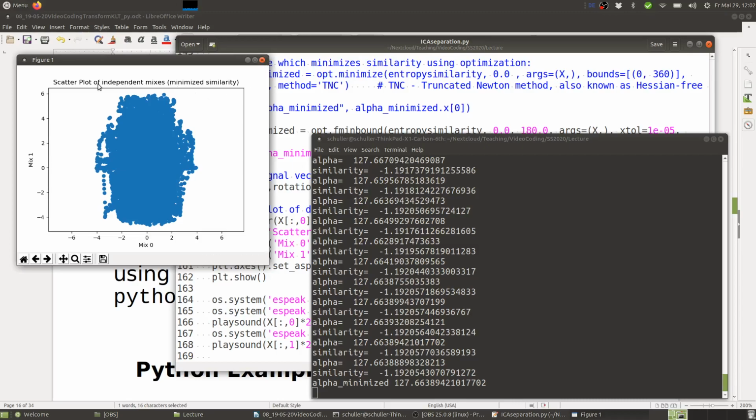But the result actually looks quite good. So it's actually not too bad. Here you can see after applying this angle of 127 degrees, it's indeed aligned with the axis. So actually the solution is good enough.